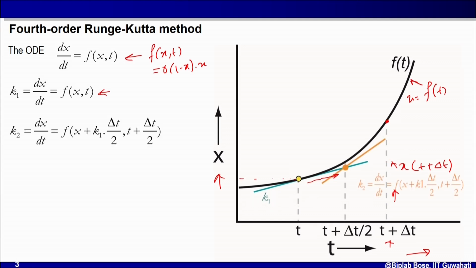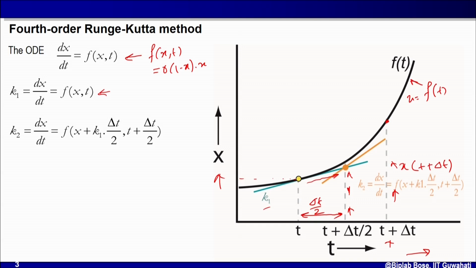Now what if I do some modification? What I do, I extend this tangent at this yellow point along with a slope k1 up to the midpoint, that is up to t plus delta t by 2. So this is halfway, delta t by 2. If I draw a vertical line at t plus delta t by 2, that is the dotted line shown here, that intersects this blue line at this orange dot.